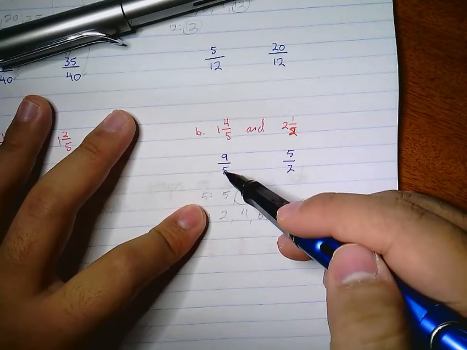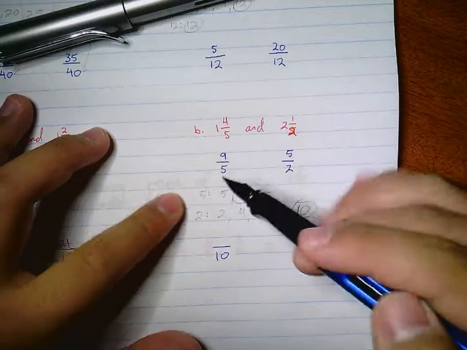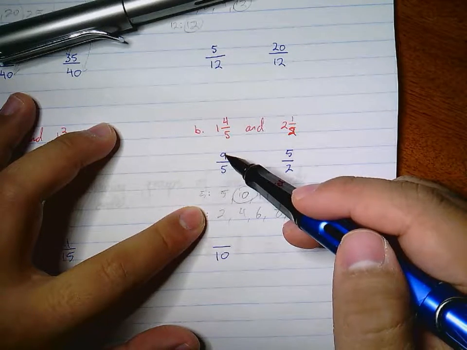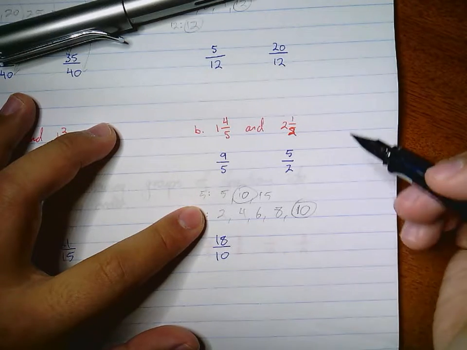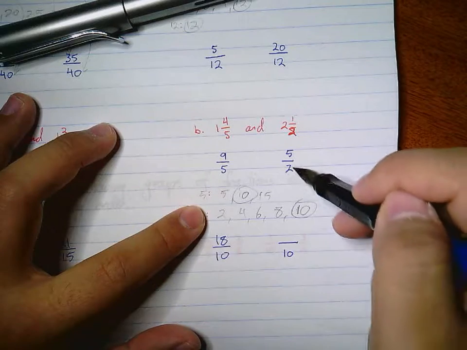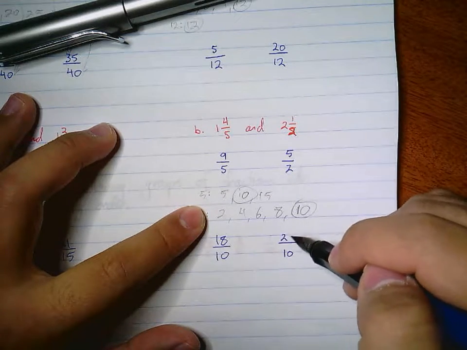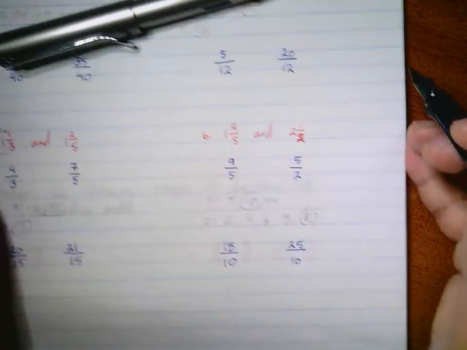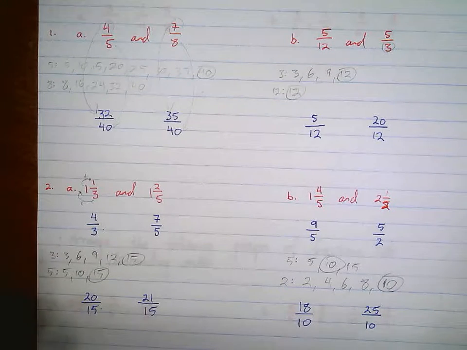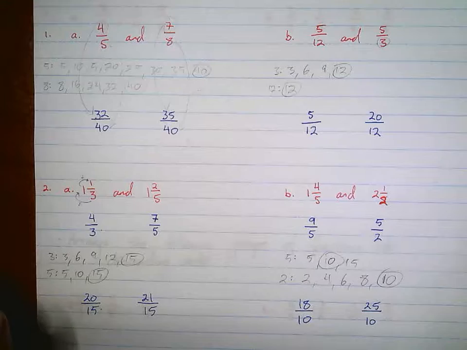So 5 will become 10. So for 5 to become 10, we need to multiply by 2. So 9 times 2 gives me 18. For 2 to become 10, it has multiplied by 5. So 5 times 5 is 25. So this is converting fractions to equivalent fractions with the same denominator.